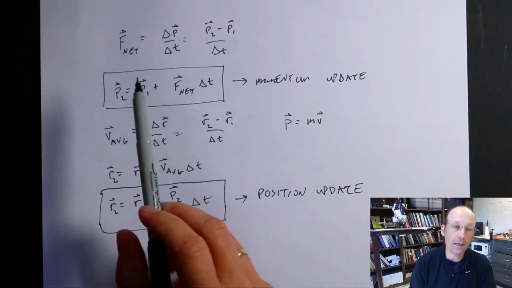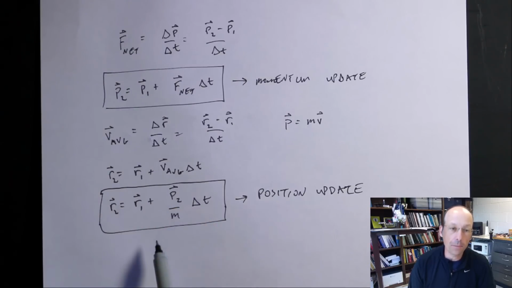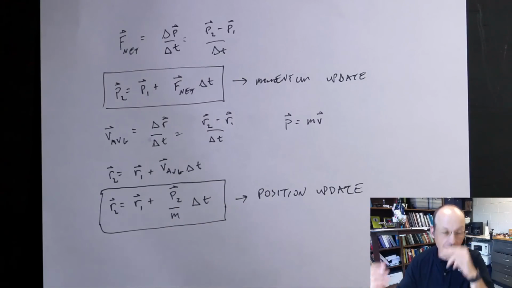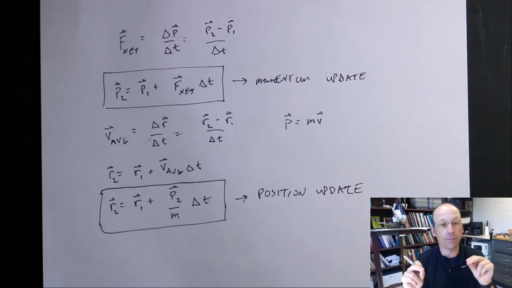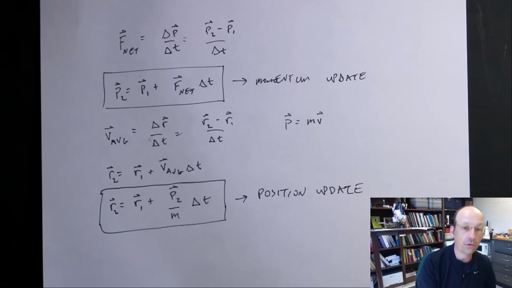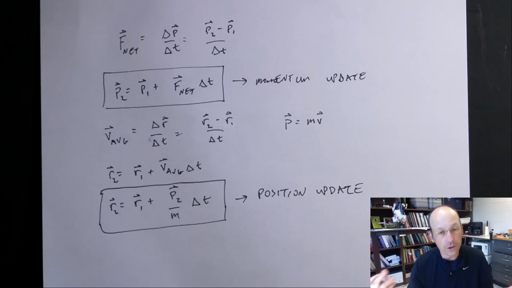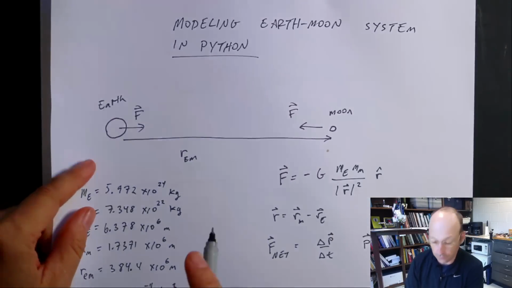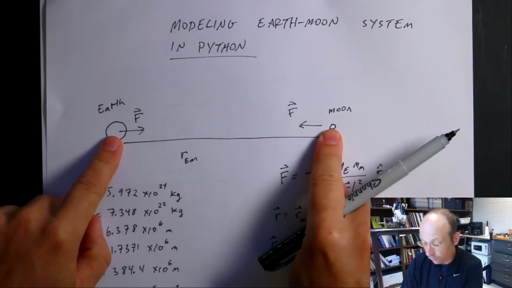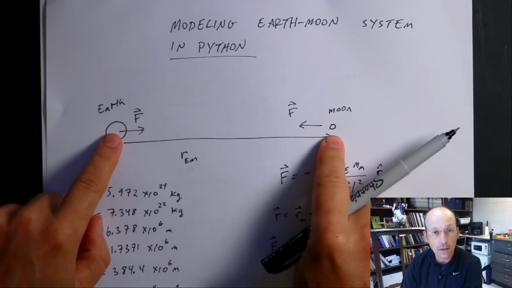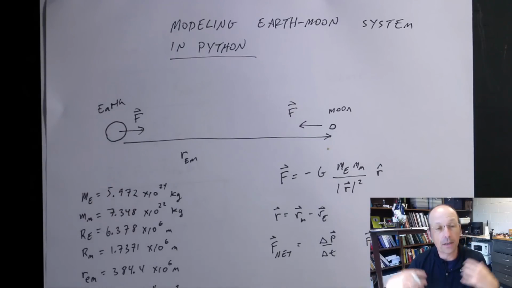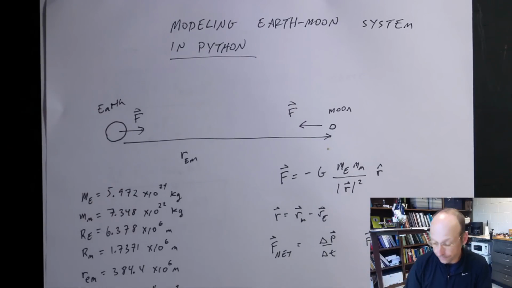So now I can update the momentum, update the position, and then do it for another time interval. Now at the beginning of that time interval, what I need to do is recalculate the force, right? Because if both of the objects have moved, then the gravitational forces will be different. So I have to do that. Now, I only have to calculate that gravitational force once, because if I calculate the force that the Earth exerts on the moon, the force that the moon exerts on the Earth is the exact same thing, except in the opposite direction, because forces come in pairs.